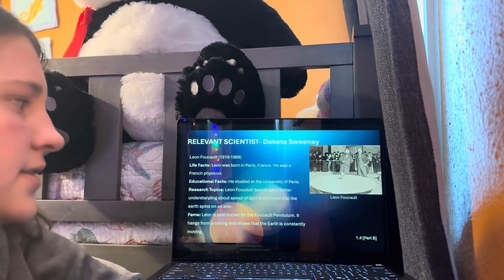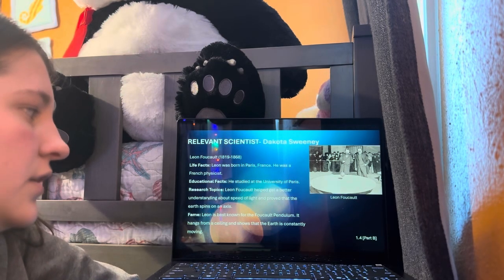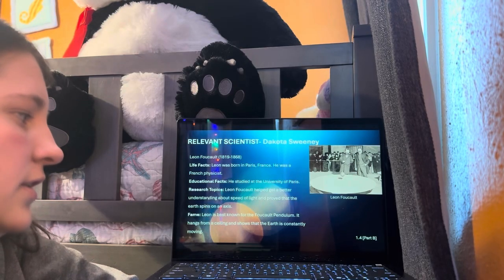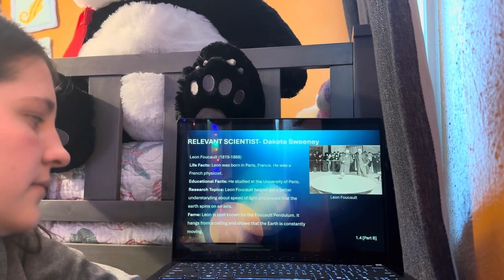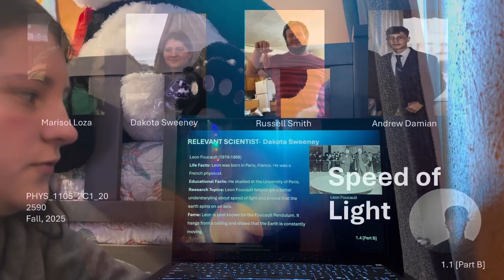Research topics. Leon helped get a better understanding about the speed of light and proved that the Earth spins on an axis. And for fame, Leon is best known for his pendulum. It hangs from the ceiling and shows how Earth is constantly moving.